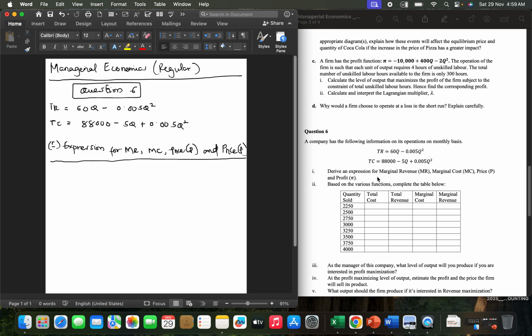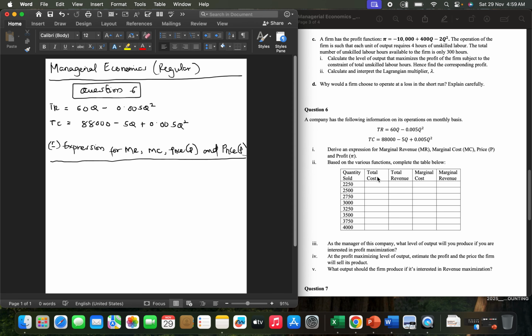We have total revenue of 60Q minus 0.005Q squared, whereas the total cost is 8,000 minus 5Q plus 0.005Q squared. Find an expression for marginal revenue, marginal cost, price and profit. Based on the various functions, complete the table below. We have quantity, total cost, total revenue, marginal cost and marginal revenue.